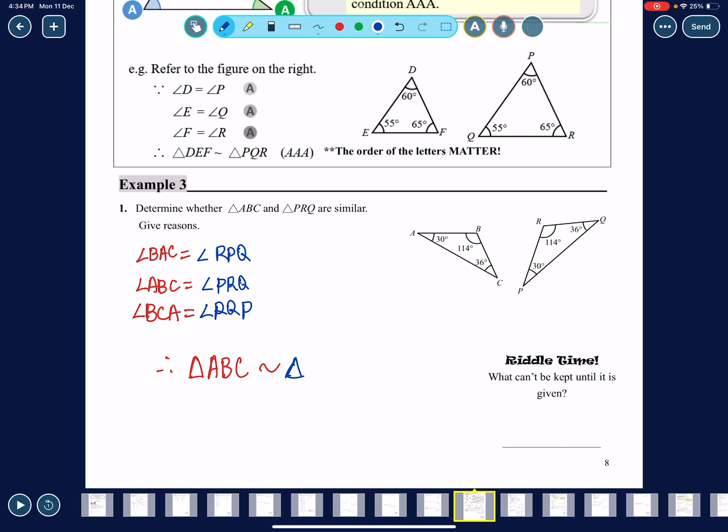Therefore, you declare the triangle ABC is similar to triangle... The order matters, so I wrote A first, with 30 degrees. I have to write P first, the one with 30 degrees. So P is first, and then B has 114, R has 114, PRQ. And write the condition AAA.